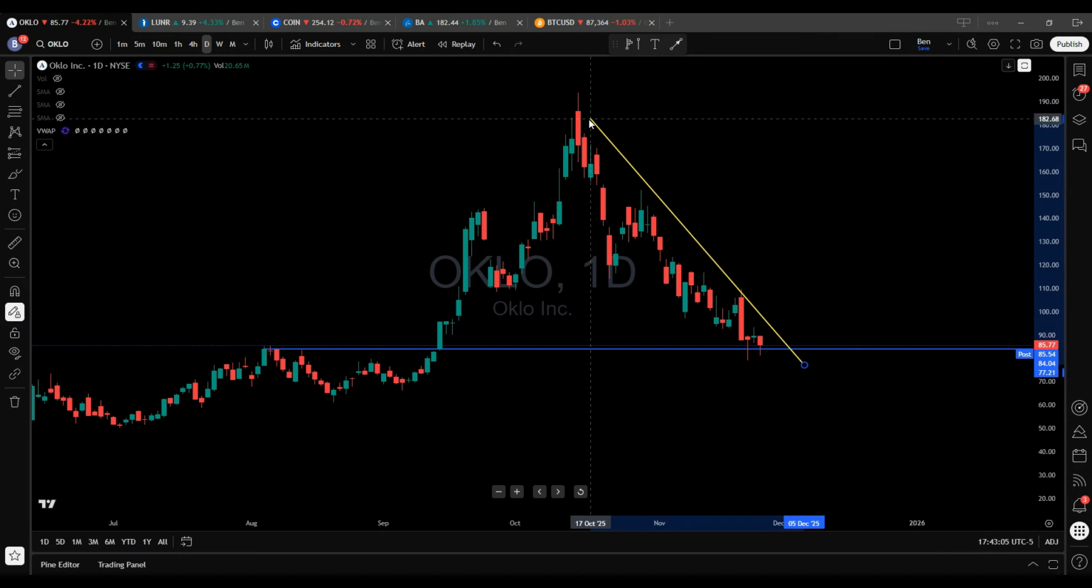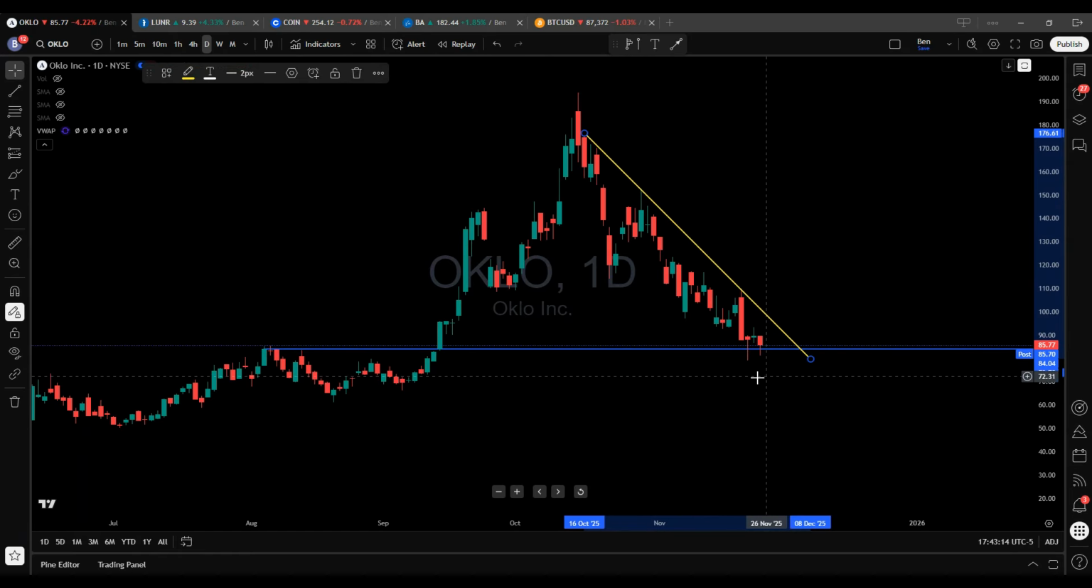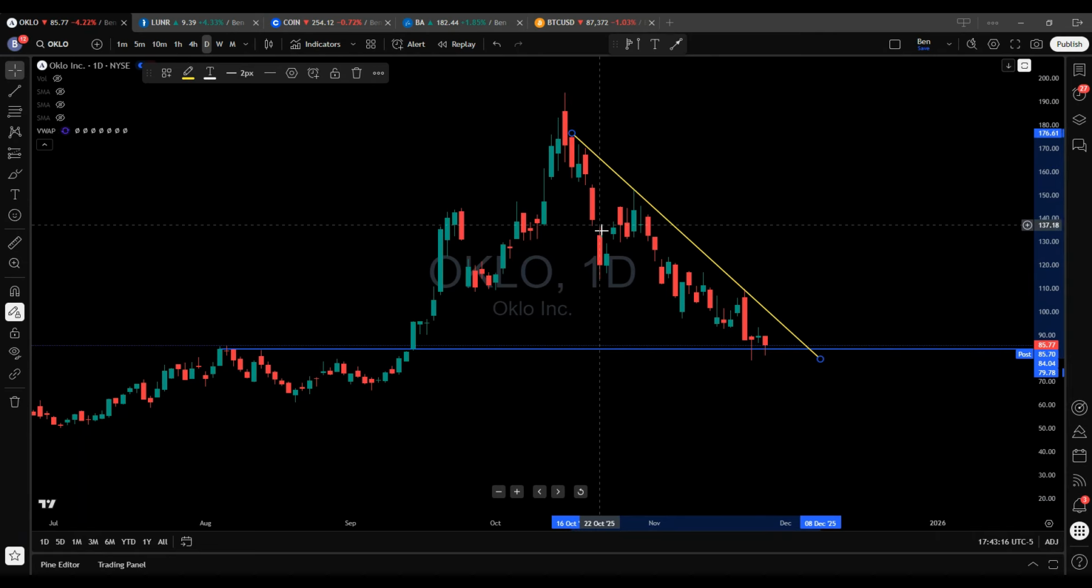Or another way you can do it is you can connect this pivot high right here, which is the high from the 16th of October, and then extend this out a little bit and look at how price action is still consolidating underneath this down sloping trend line. This shows you how much selling pressure and how much resistance this trend line provides.